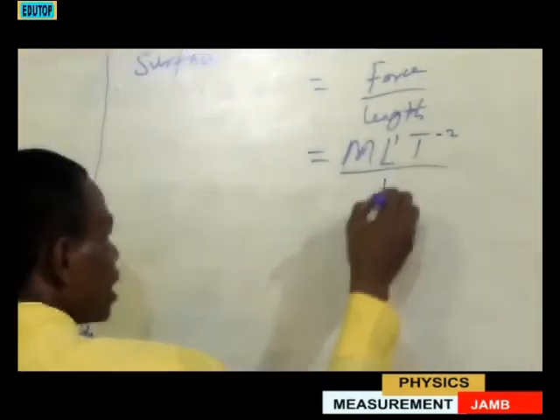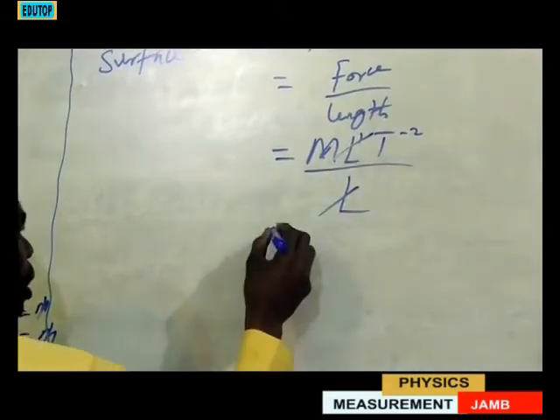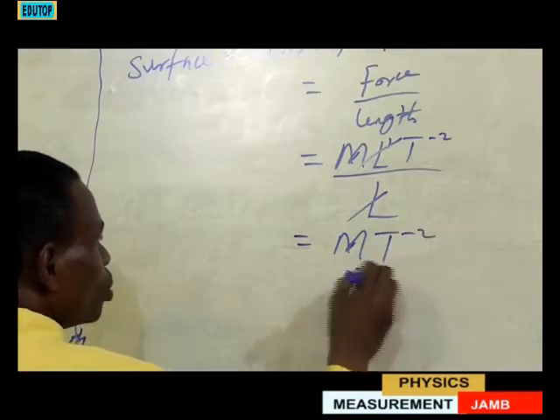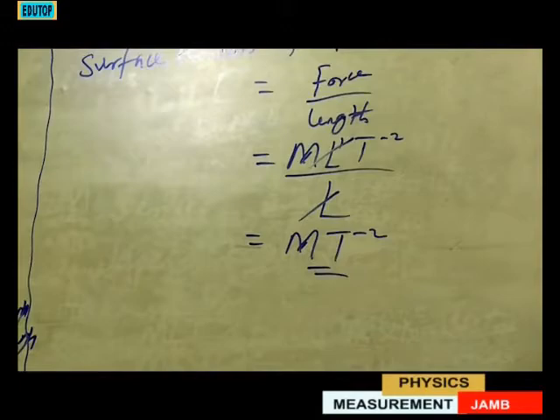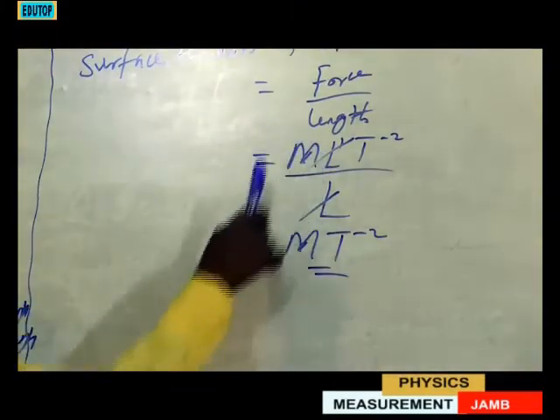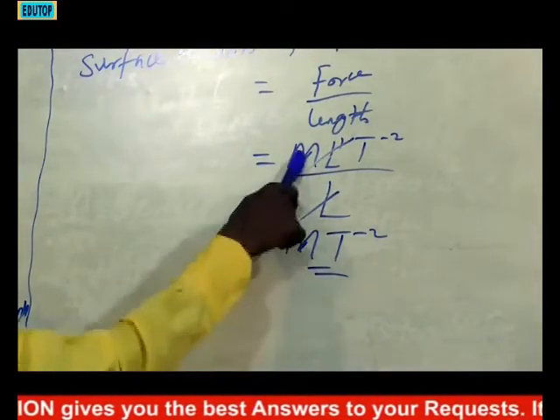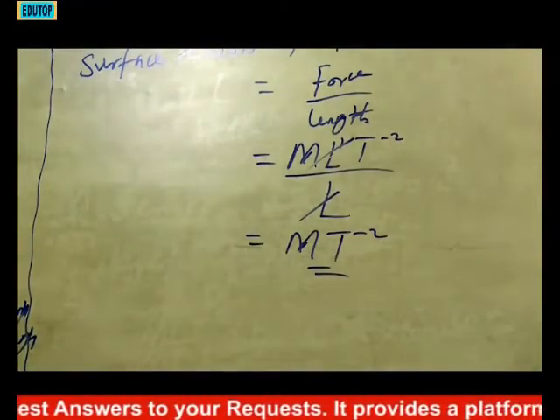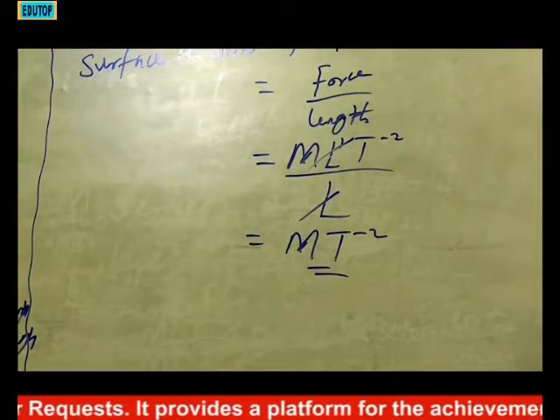What is the dimension of length? Capital L. Having L cancel L, then what we are having is M, T raised to the power minus 2. And that is the dimension of surface tension. Can you see that? Force, dimension is this. Length, dimension is this. L cancels L. What you are having next is M, T raised to the power minus 2. That is the dimension of surface tension. Finally, let me quickly take power.